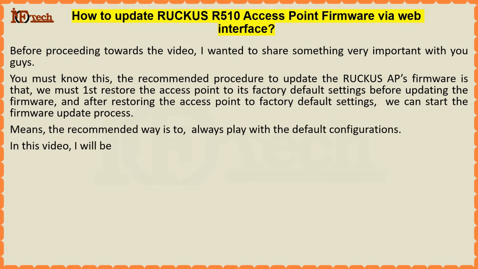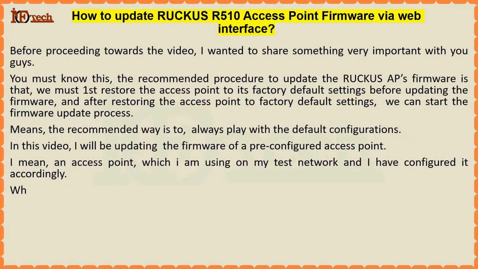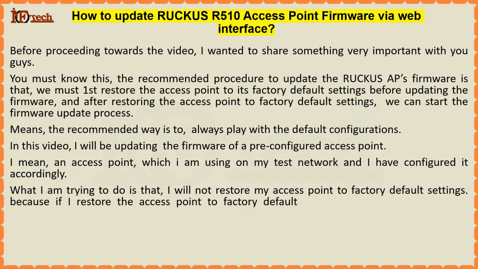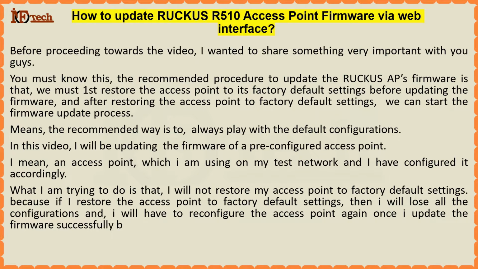In this video, I will be updating the firmware of a pre-configured access point. I mean, an access point which I am using on my test network and I have configured it accordingly. What I am trying to do is that I will not restore my access point to factory default settings. Because if I restore the access point to factory default settings, then I will lose all the configurations and I will have to reconfigure the access point again once I update the firmware successfully. But it will definitely require time and hard work.